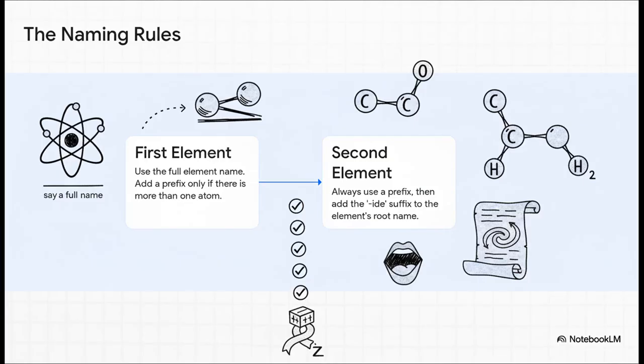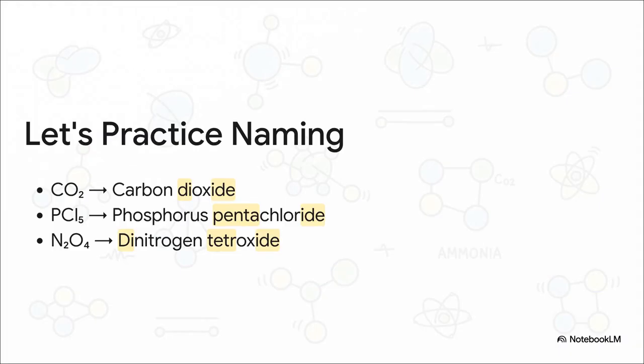All right, so how do we put this into practice? It's a simple 3-step recipe. First, you just say the full name of the first element. Easy enough. Second, you use one of those prefixes to say how many of the second element there are. And third, you just change the ending of that second element to "-ide." That's it. Okay, let's try a few. You'll see how easy this is.